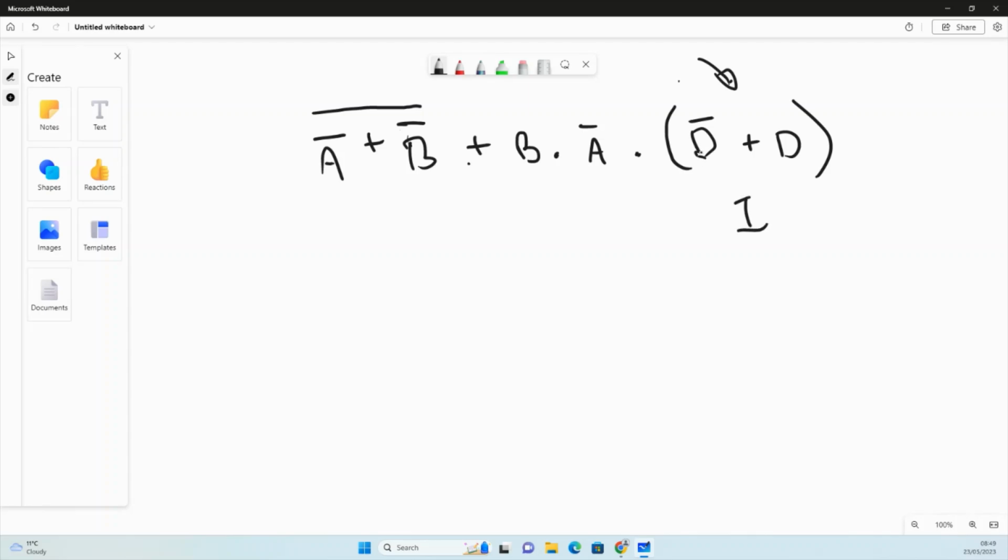And we can think about that because if we had an OR gate like this and D was 1, then not D would be 0, so the output would be 1. If D was 0, then not D would be 1, so the output would still be 1. So whatever D is, it's going to be 1.